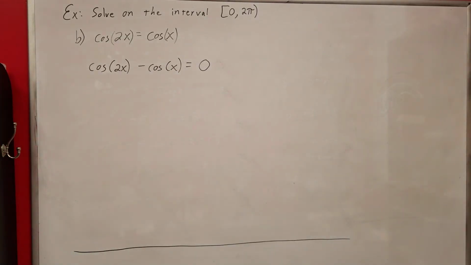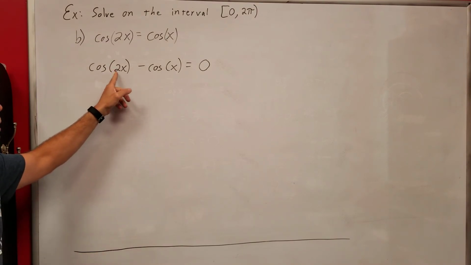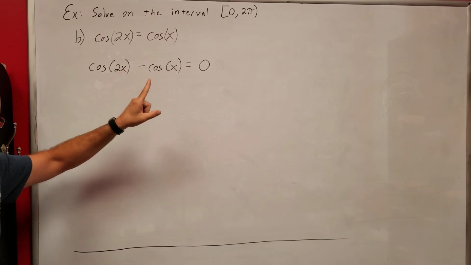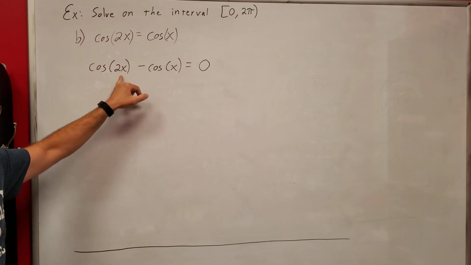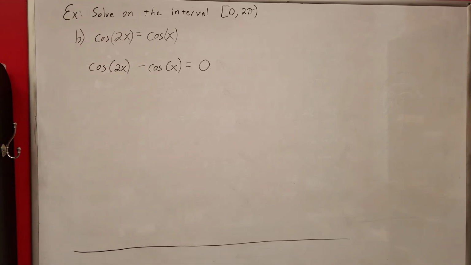So I can't factor that, but what can I do here? What is that cosine of 2x right here? What does this part look like? That looks like a double angle, right? Hence, I'm going to use which identity, which formula? Double angle formula.